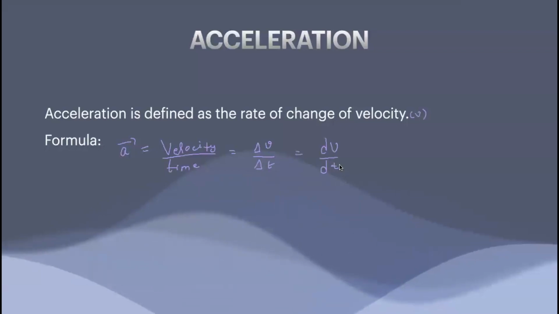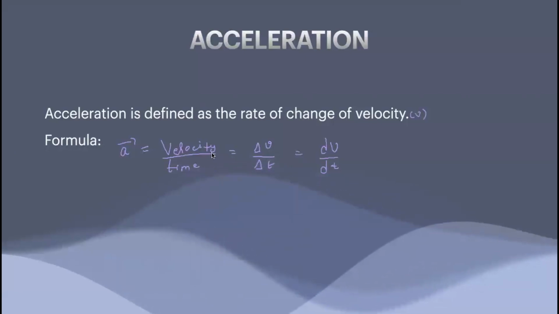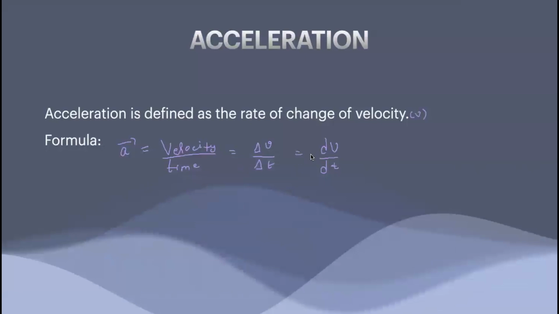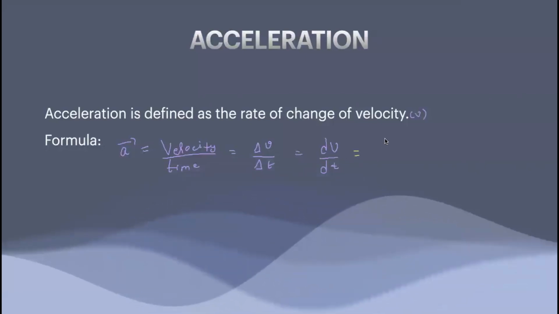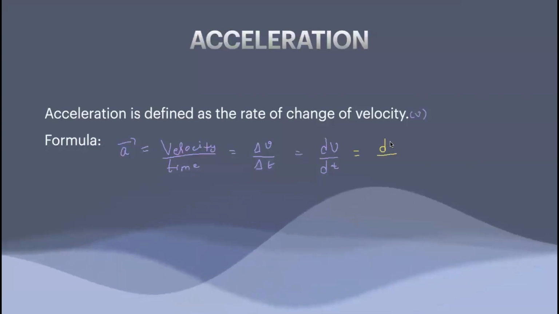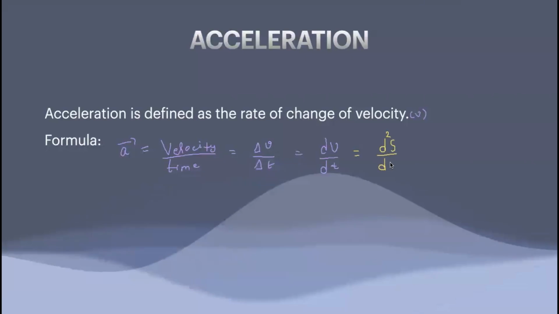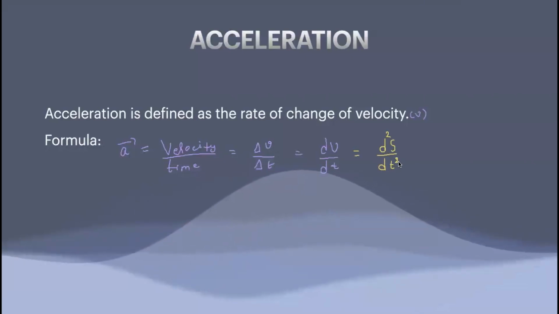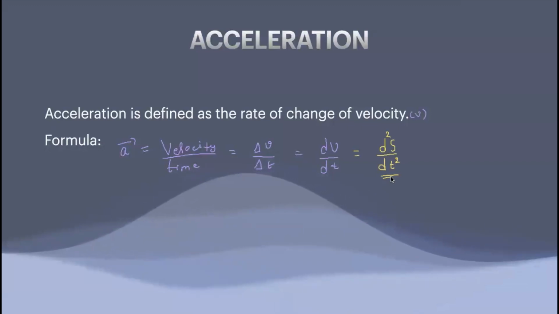Okay, clear? Now, there arises one more case. In some of the questions, you will not be given the velocity of the particle, but you will be given the displacement. So, how do you calculate acceleration at that point? Acceleration can also be written as d square s upon dt square.